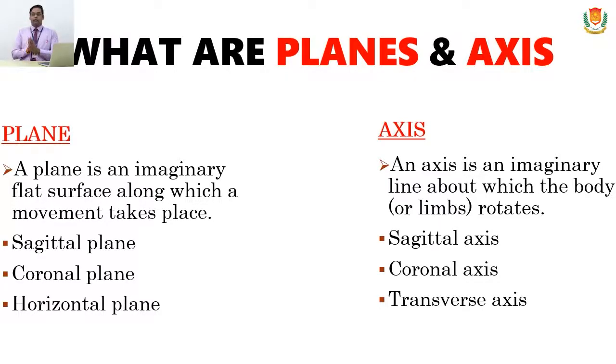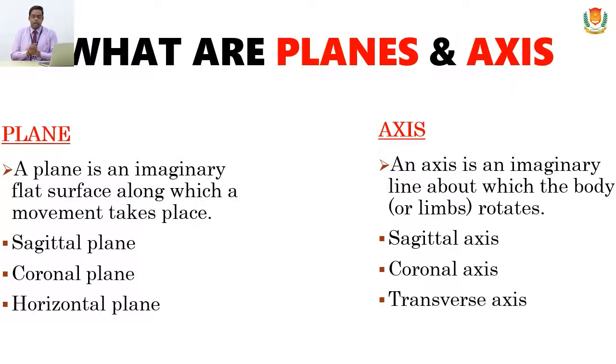Again, talking about the classification of the axis, we have three types of axis present here: sagittal axis, coronal axis and vertical axis. The planes were sagittal, coronal, transverse. The axes are three again: sagittal, coronal and vertical. So we have three planes and three axes.